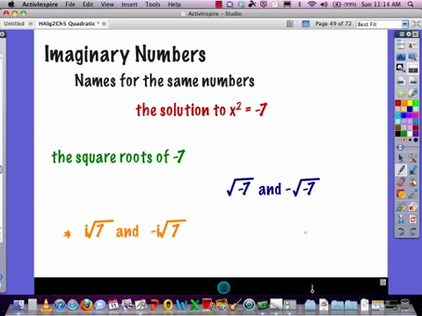And then last but not least, the best choice, and that's why I have it starred, if you factor out that square root of negative 1 like we showed, then you will have i square root of 7 and negative i square root of 7. So these are all names for the same thing, and just how you want to think of it as we work through them.